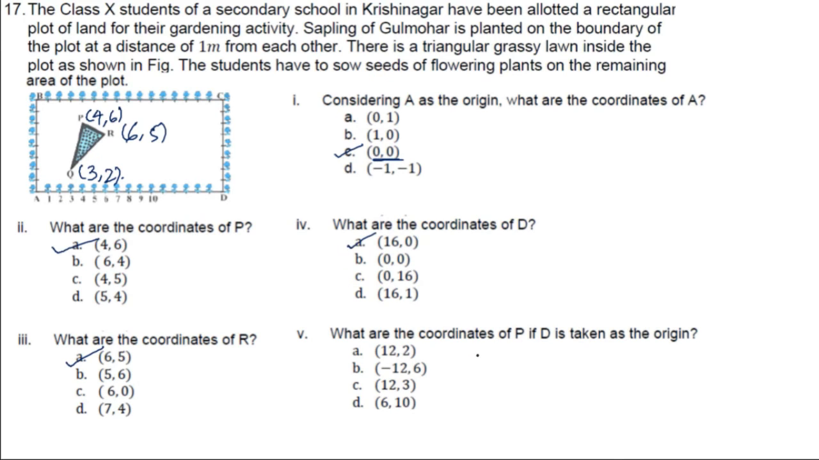What are the coordinates of point P if D is taken as the origin? If D is taken as the origin, then the coordinate of point P will become -12 because it's in the negative axis, so it's -12, 6. This is a little tricky when you consider this as a reference point. Here we have negative numbers, so -12, this point is at -12, 6. 6 is a positive distance.